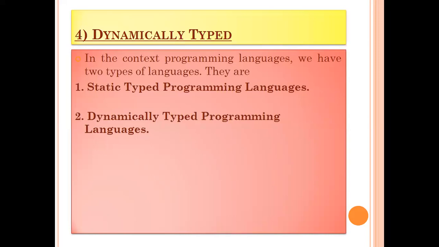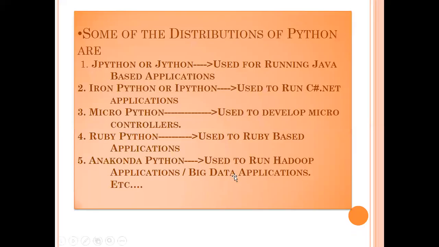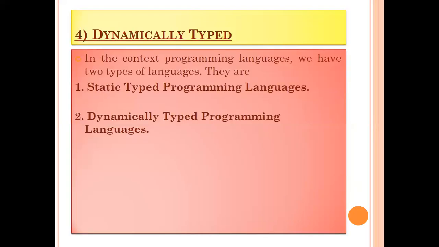Now, the fourth feature is that it is a dynamically typed language. Hadoop means big data applications, so that is Anaconda Python.